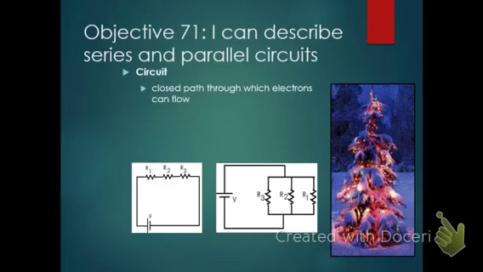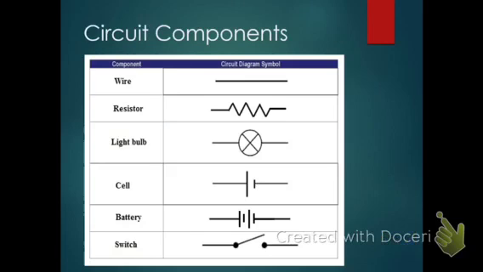Okay, the key word here is that the path needs to be closed. Okay, if it's open, no electricity will flow. Just like if you turn your lights off, that opens the path, the lights go off if you turn the switch off. Okay, and we're going to talk a lot more about that.